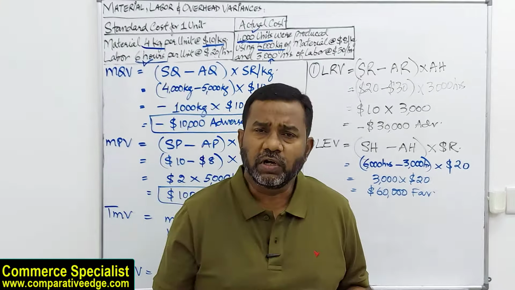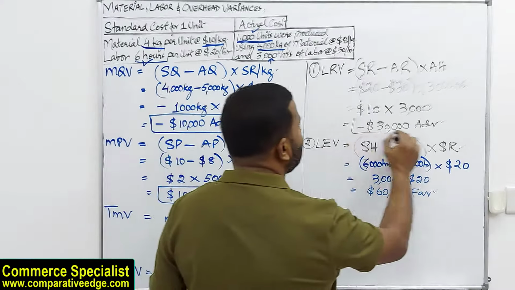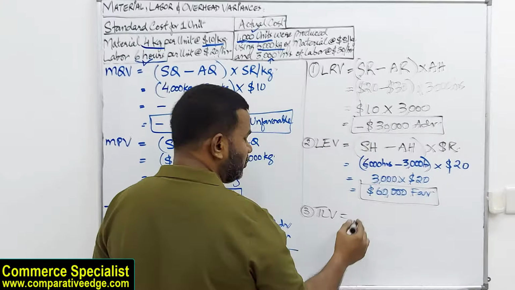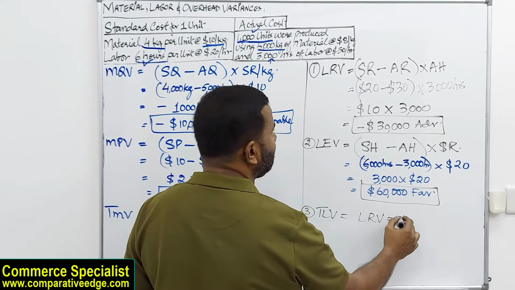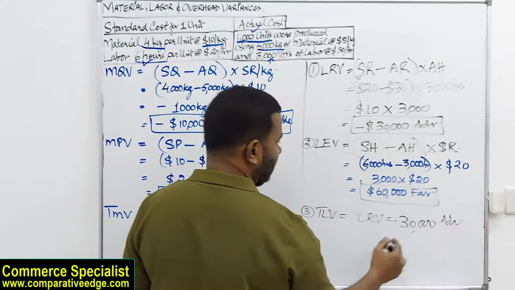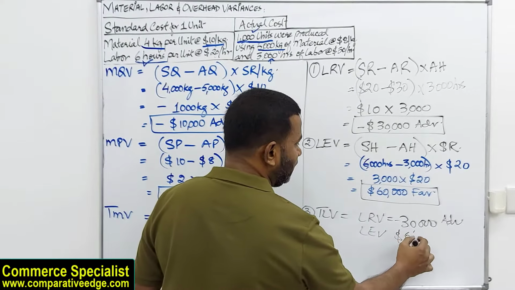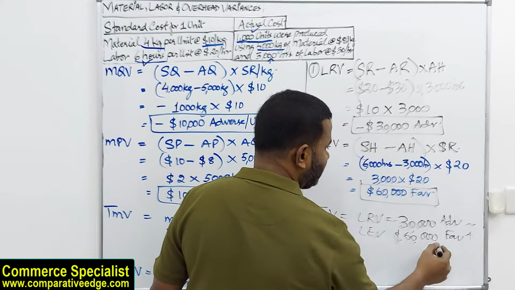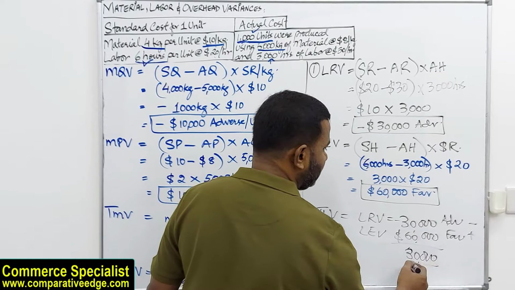So what to do for total labor variance? Simple, just net them off. You already have labor rate variance. We already have labor efficiency variance. So if you have them, your labor rate variance is 30,000 adverse. Minus means adverse here. And your labor efficiency variance is 60,000 favorable. Adverse is minus, favorable is plus, plus minus minus, sign of the greater number, you get 30,000 favorable.